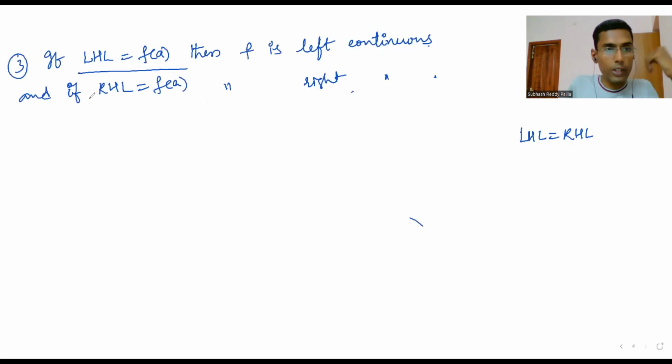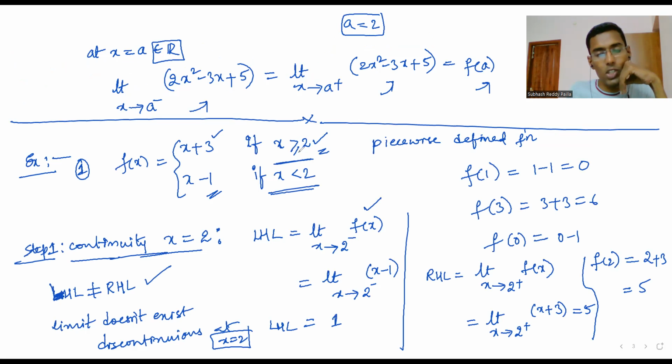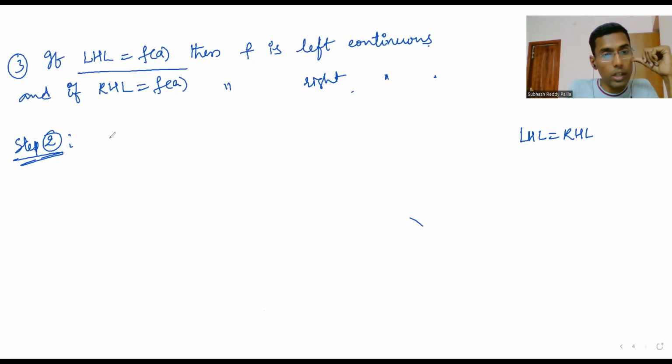Okay, but in this first point I checked. So now step 2. What I'm going to do is check now. See here, at x equal to 2 I checked. But what about now I'm checking at x equal to a, where a belongs to minus infinity to 2.